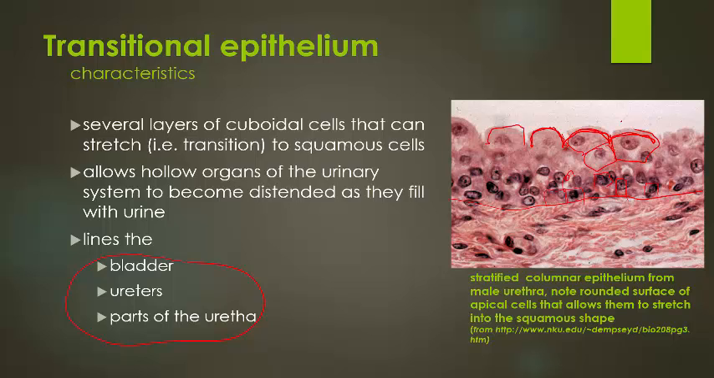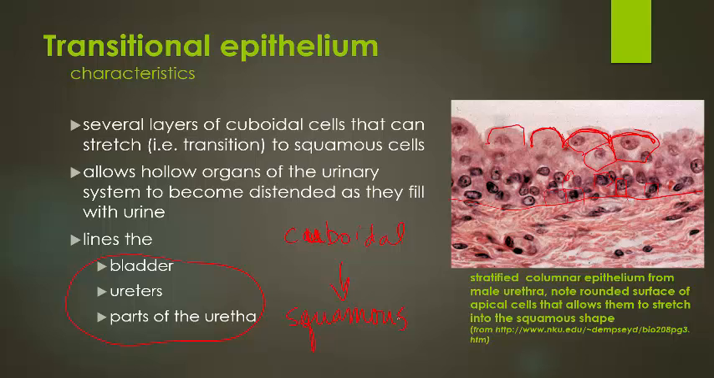But when the bladder fills and has to stretch to accommodate it, these cells will stretch out as well, and they become very squamous in their shape. And so that allows the urinary bladder to distend and stretch without breaking the connections between the cells. So transitional epithelia transition from cuboidal to squamous as the bladder fills. So that's why it's transitional.